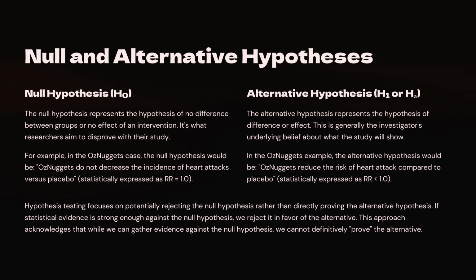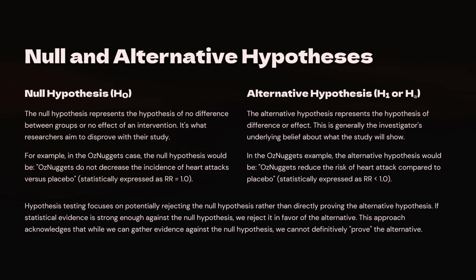Let's make sure we understand null versus alternative hypotheses because it's kind of the opposite of what you would think. The null hypothesis represents the hypothesis of no difference. So a blood pressure medication does not affect blood pressure. Versus the alternative hypothesis, which would be the hypothesis of difference. So in our Oz nugget example, we'll bring that finally back. The null hypothesis would be Oz nuggets do not decrease the incidence of heart attacks versus placebo, so a relative risk of 1. The alternative hypothesis would be Oz nuggets reduce the risk of heart attack compared to placebo, so a relative risk of less than 1.